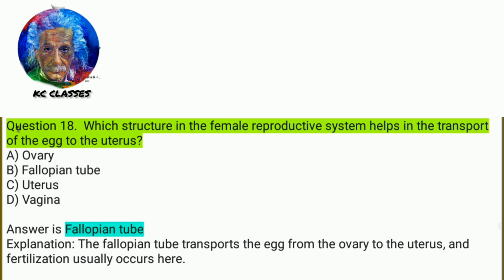Question 18: Which structure in the female reproductive system helps in the transport of the egg to the uterus? A. Ovary. B. Fallopian tube. C. Uterus. D. Vagina. Answer is fallopian tube. Explanation: the fallopian tube transports the egg from the ovary to the uterus and fertilization usually occurs here.